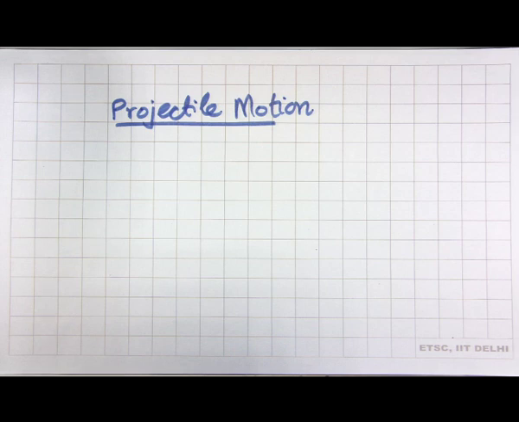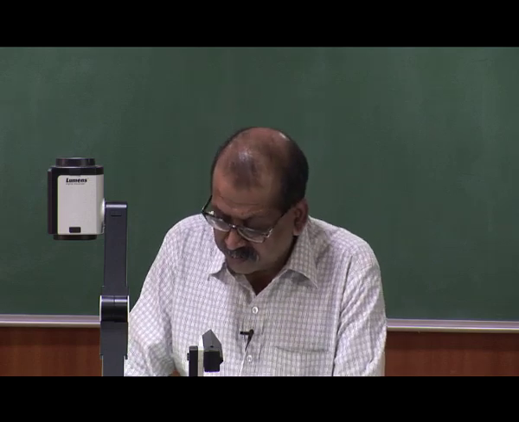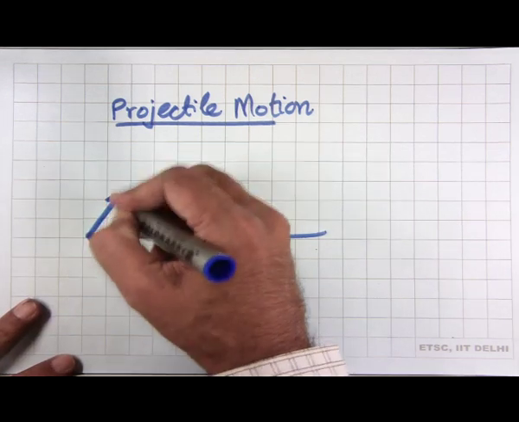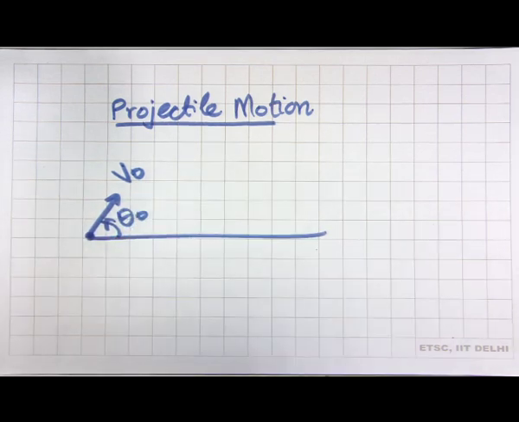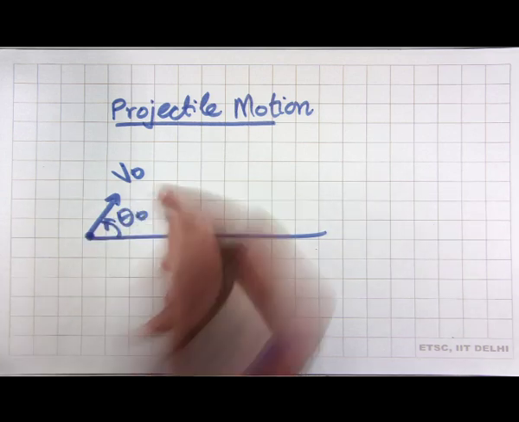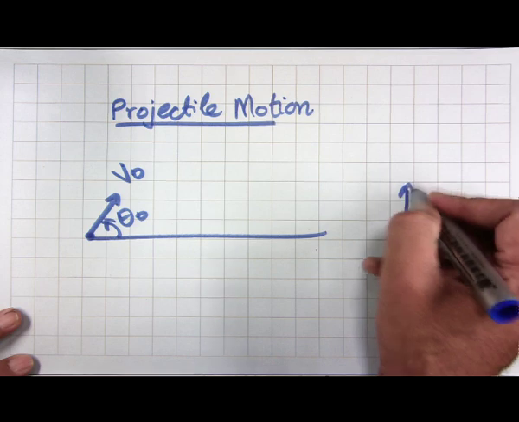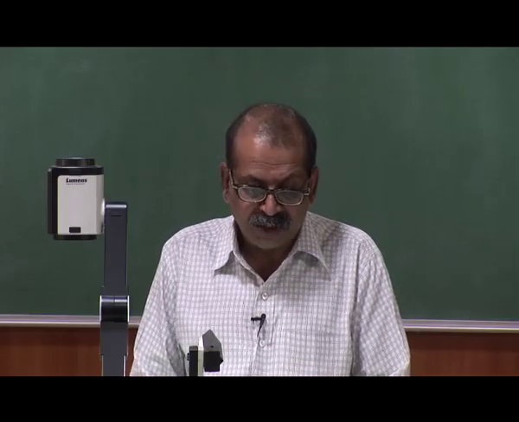As we recall, projectile motion is motion of a particle which has been released with a velocity v0 at an angle theta 0, and this particle is released in air. Because this velocity is inclined, if we draw our x and y coordinates like this, the initial velocity has both x and y components. So, therefore, this is a motion in 2 dimensions.